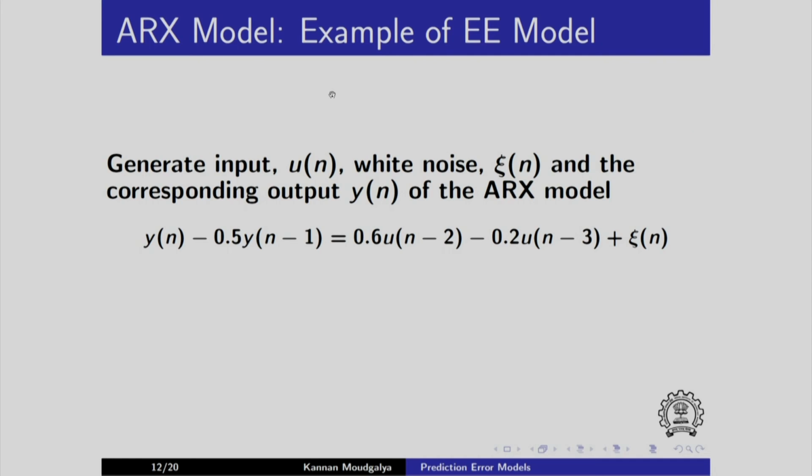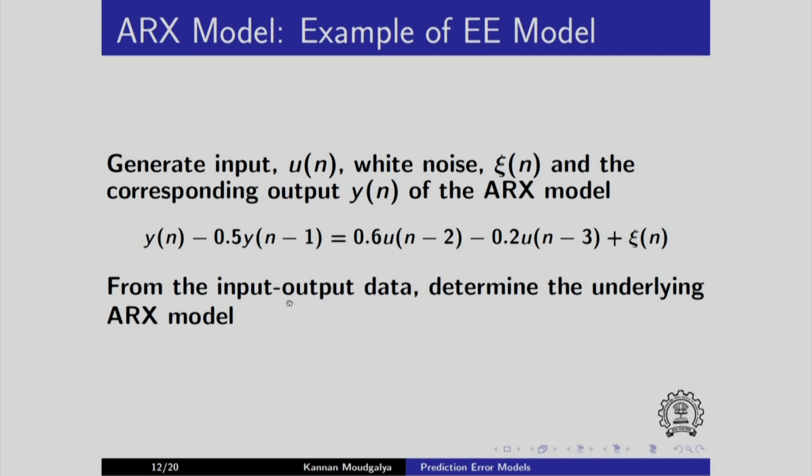Let us now consider an example with specific numbers. Generate input u(n), white noise c(n), and the corresponding output y(n) of the ARX model. From the input output data, determine the underlying ARX model. This is identical to the problem we discussed in the previous video. There we studied an FIR model. Here we are studying an ARX model. That's the only difference.